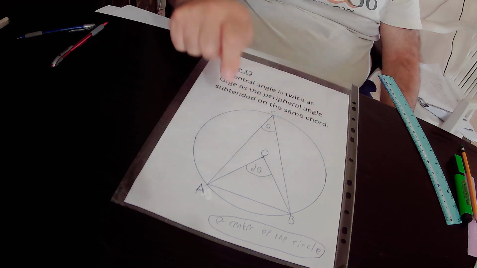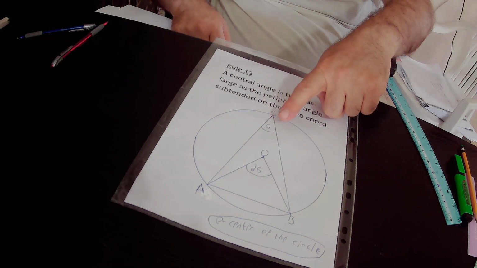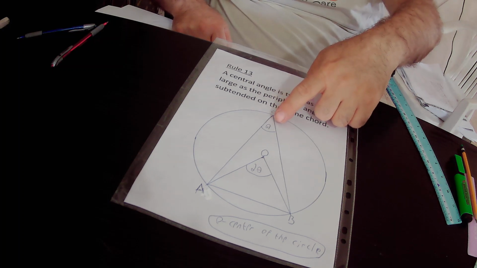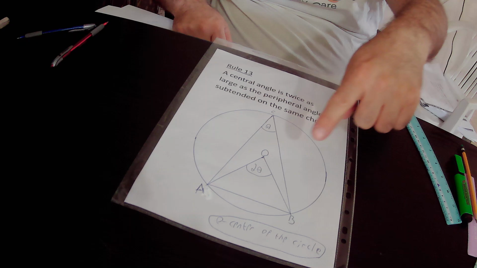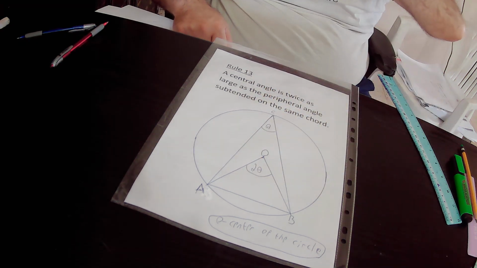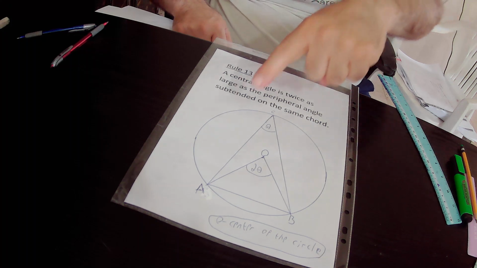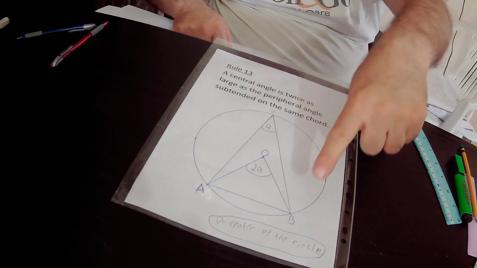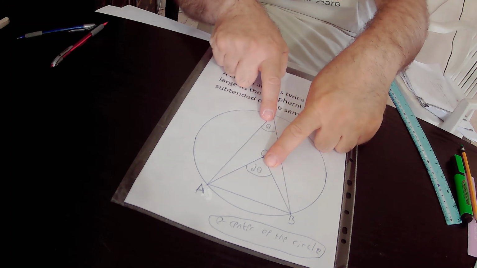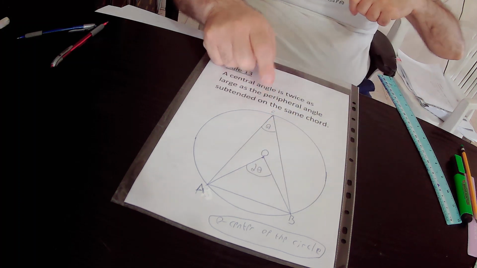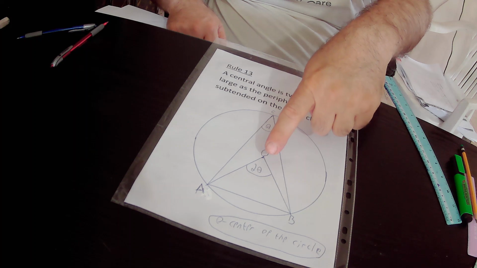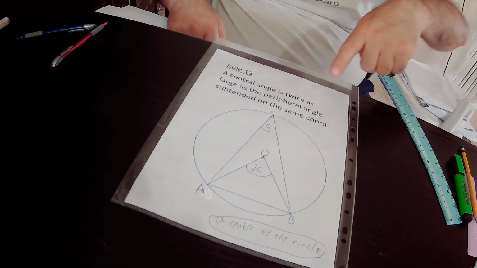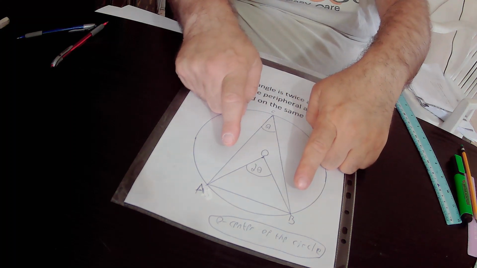In this circle, we have peripheral angle ACB, and the size of this peripheral angle ACB is theta. It is subtended on chord AB. Likewise, we have center angle AOB, subtended on the same chord AB. Therefore, the size of the center angle AOB will be twice as large as the peripheral angle ACB, because both are subtended on the same chord AB.